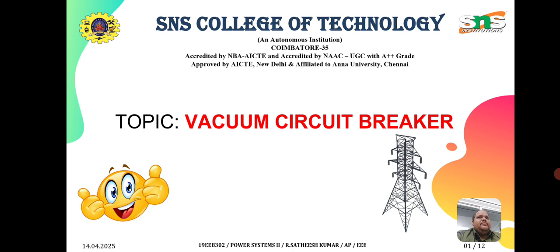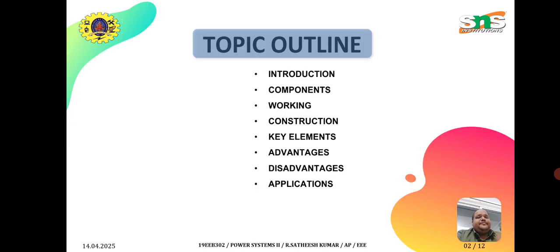We are going to know what is a vacuum circuit breaker, how it operates, and what are all the advantages in this vacuum circuit breaker. So this is the topic outline. We're going to see in detail about the components, working, construction, key elements, advantages, disadvantages, and applications.